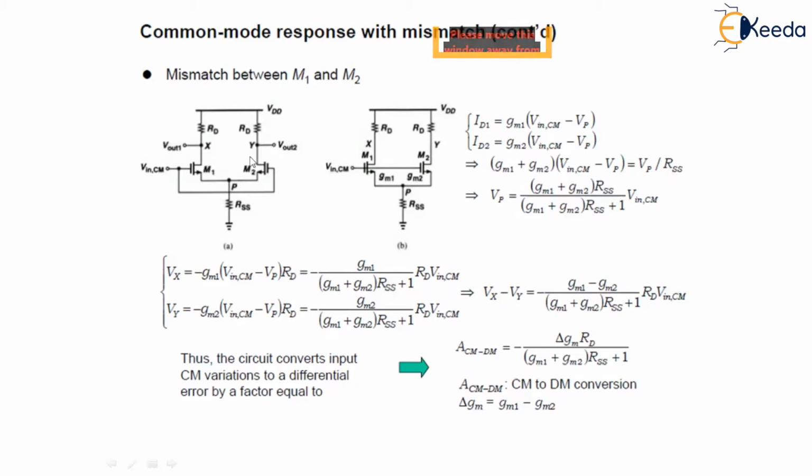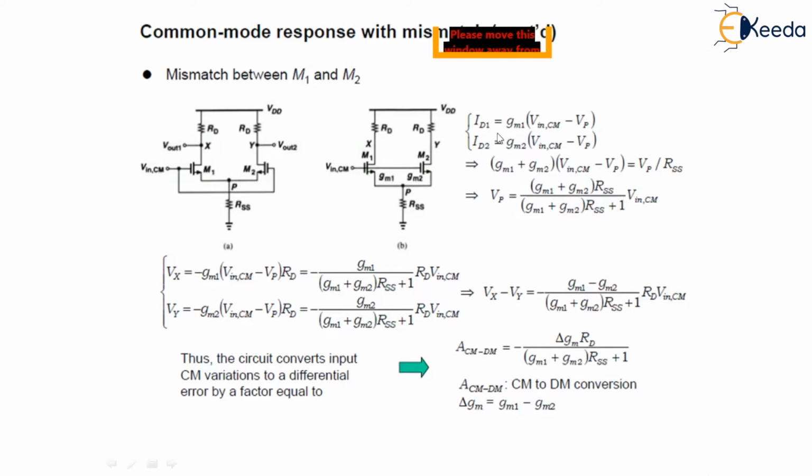At X and Y, we use the equivalent of this figure B. Okay, we can write it down. ID1 can be given as simply GM1 (Vin,CM minus Vp). Okay, that is the VGS. The GM is simply ID upon VGS. So ID1 is equal to GM1 (Vin,CM minus Vp), and ID2 is equal to GM2 (Vin,CM minus Vp).